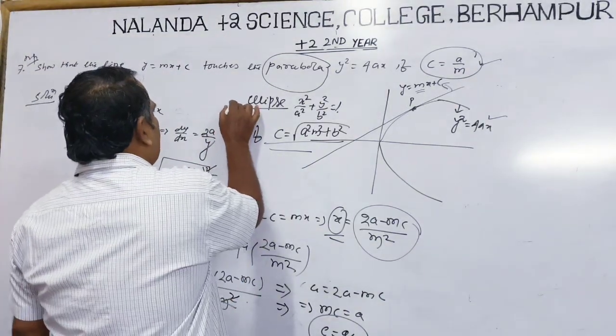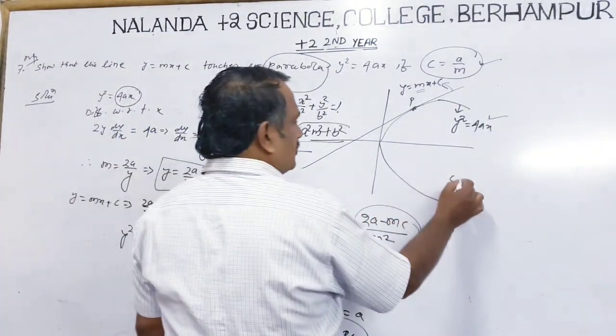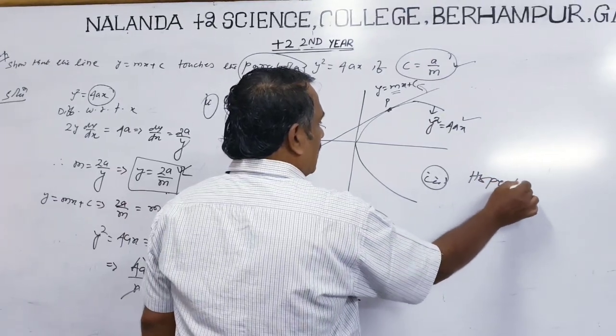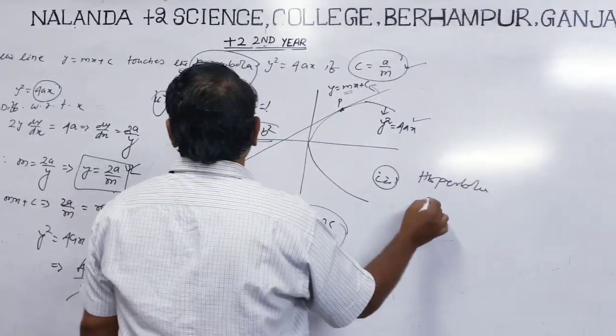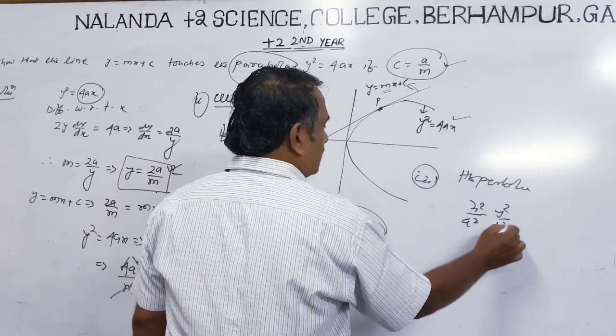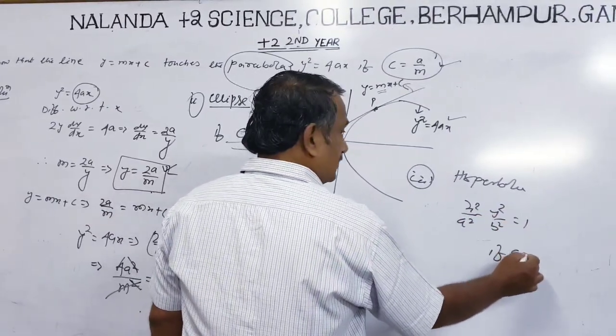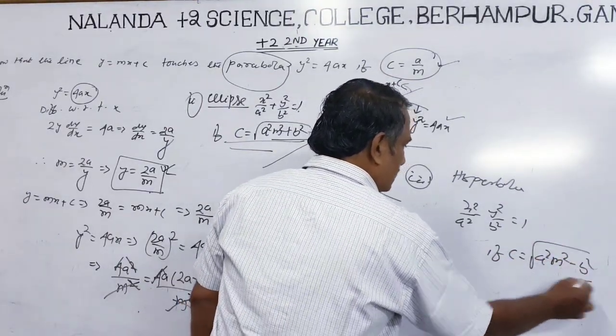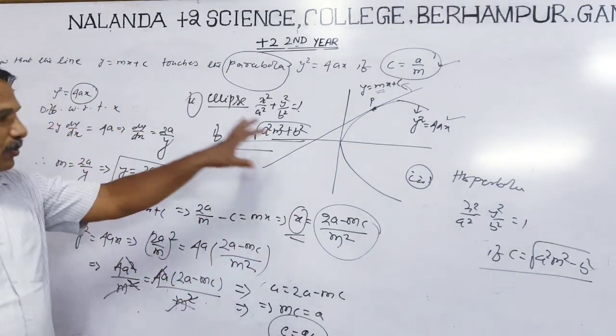Now this is the second one, and the third one is, suppose you take a hyperbola. What is the equation of a hyperbola? x square by a square minus y square by b square equals 1. If c equals root of a square m square minus b square, this is the condition. This is your homework.